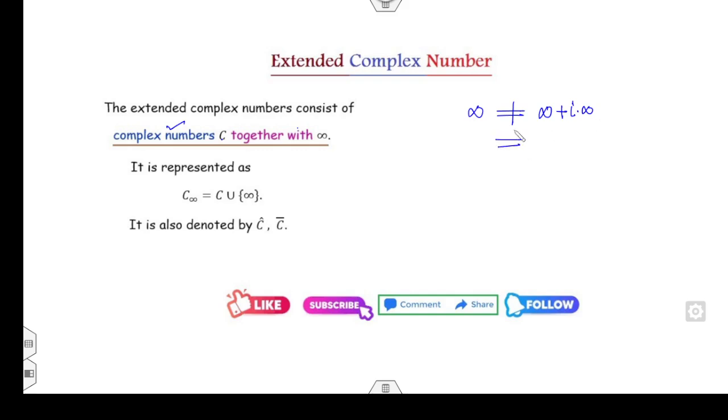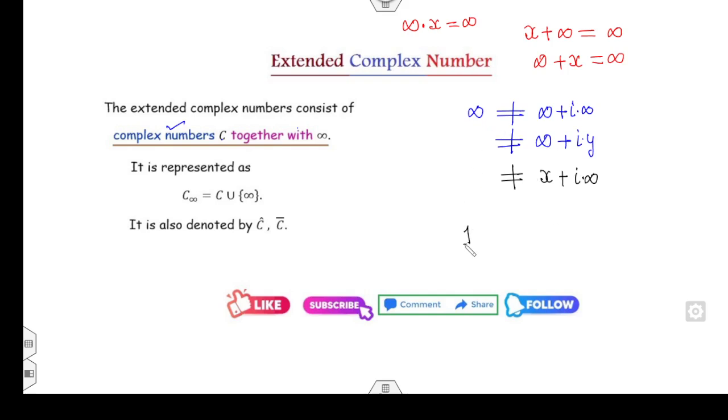This is not true. Again, you can never say infinity plus iota into y, because in the real line we know x plus infinity is infinity, infinity plus x is equal to infinity, infinity multiply x is equal to infinity. But in the complex plane infinity is my single point, so you can never write in this manner. Like 1, I can write as 1 plus iota 0, but infinity you can never write in this manner. This is only the point which we are defining for the infinite cases.